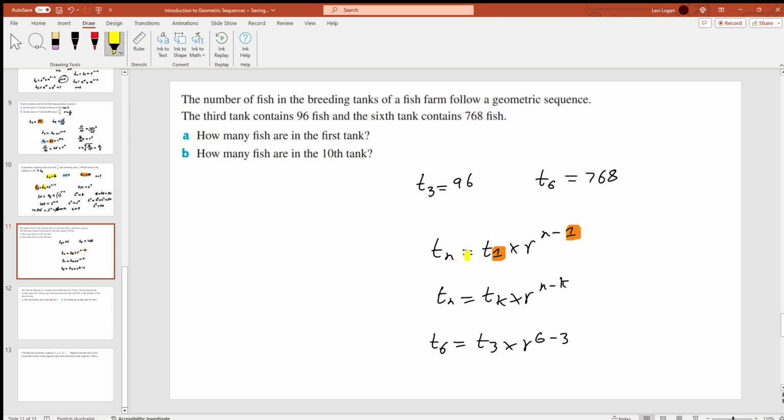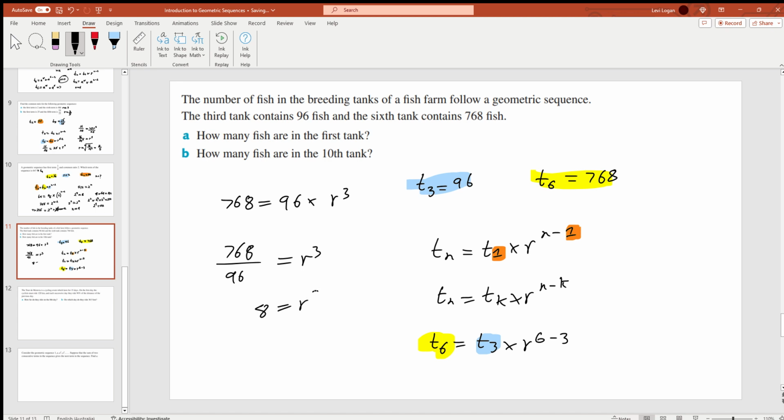I know exactly what this is, they gave it in the question, and I know what this is as well. So what we have is 768 equals 96 times r to the 3. So 768 divided by 96 gives me r to the 3. 768 divided by 96, what's that? 8 is r to the 3. So cube root that, and you should get 2.